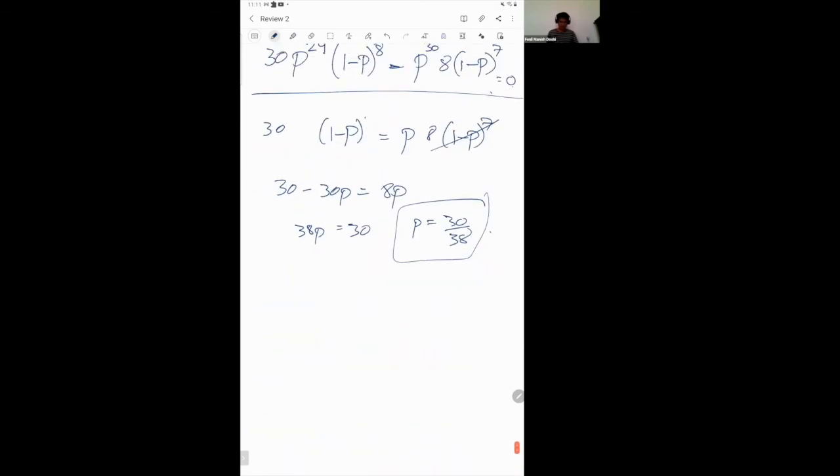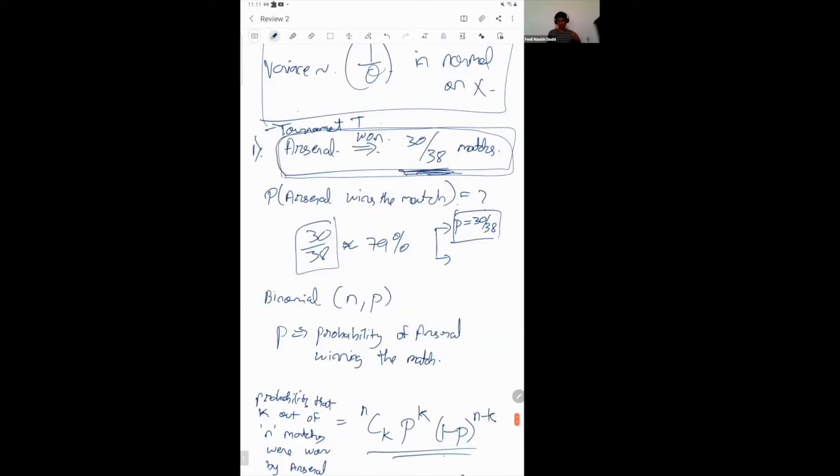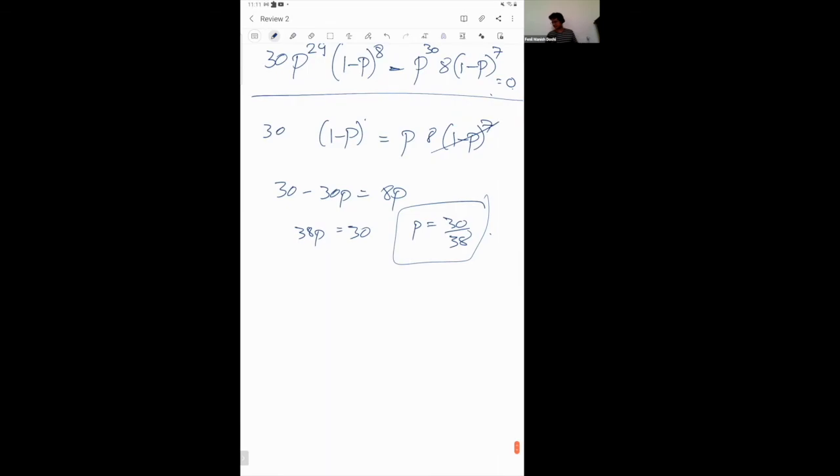But now let's say I also want to incorporate some prior knowledge on this data. So that prior would be, let's say there has been a previous tournament, and now you also have this information about Arsenal. In the previous tournament, Arsenal won 10 out of 15 matches. So you would also want to incorporate that in your estimate, and that can be done using MAP.